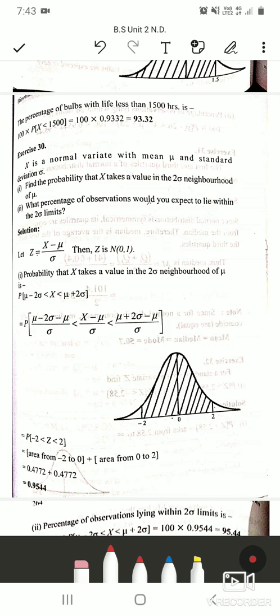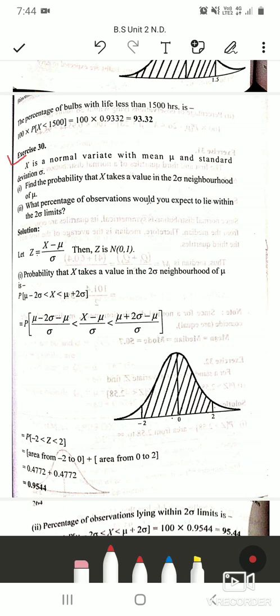So the 30th problem is: x is a normal variate with mean mu and standard deviation sigma. Find the probability that x takes a value in the 2 sigma neighborhood of mu. What percentage of observations would you expect to lie within the 2 sigma limits? This type of question is not asked in your examination, but it is a general way of asking many other problems.